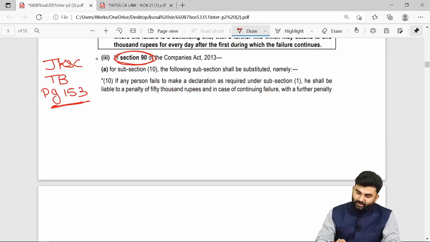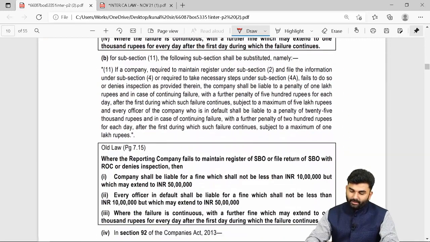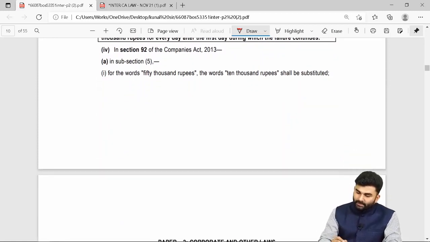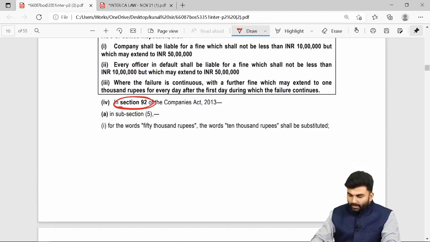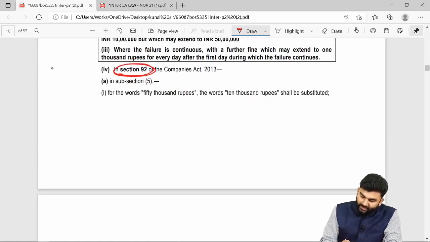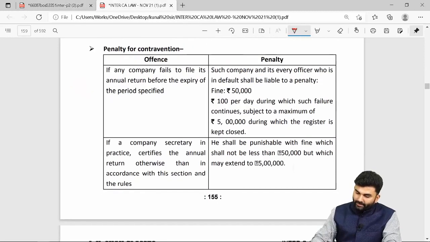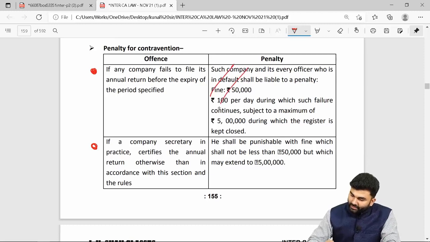So yes, my dear friends, we have also covered the amendments under section number 90 of Companies Act 2013. The next changes we have to make are under section number 92 of Companies Act 2013. The very first change in our JKSIS textbook is on page number 155. If you come to the penalty part, there are two different penalties, and yes, we need to change these penalties.